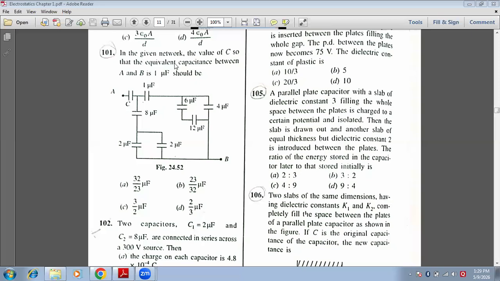In the given network, the value of C so that the equivalent capacitance between A and B is 1 microfarad should be: option A, 32 by 23 microfarad; option B, 23 by 32 microfarad; option C, 3 by 2 microfarad; option D, 2 by 3 microfarad. Correct answer: option A, 32 by 23 microfarad.